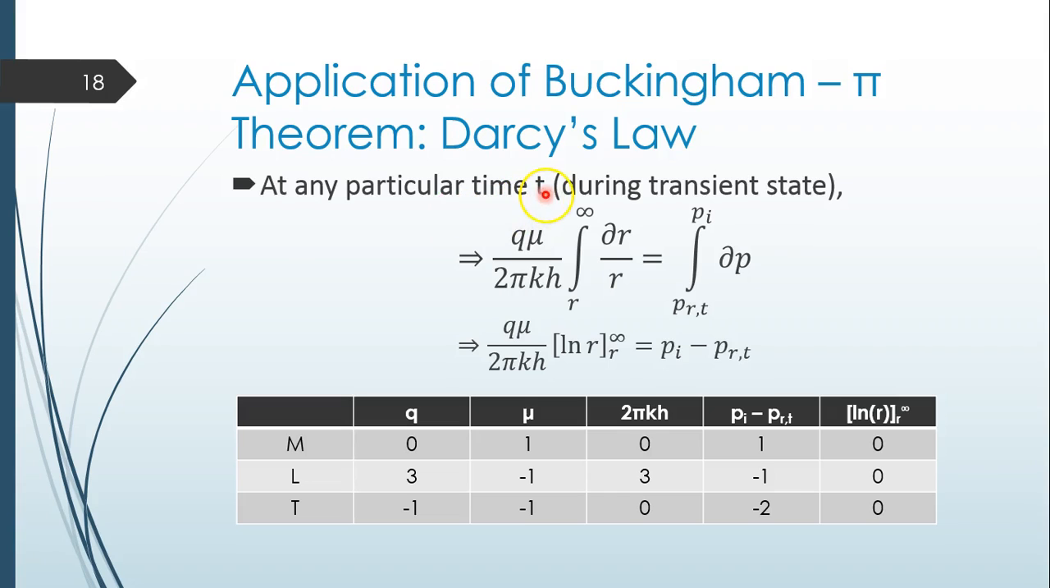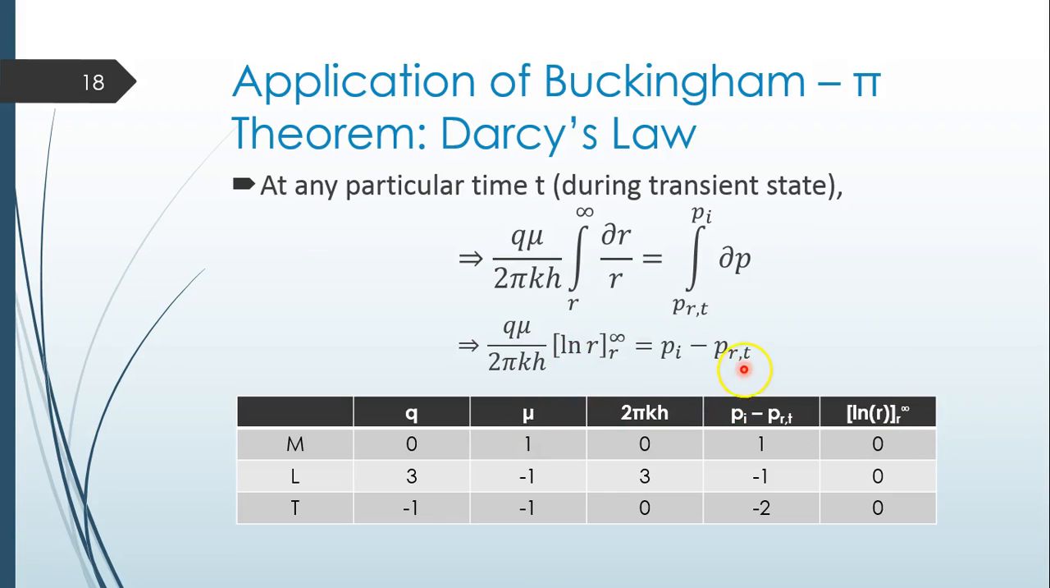At any particular time t during the transient state only, when the reservoir appears to be infinite in extent, the equation can be integrated from r to what seemingly appears to be a boundary at infinity. So we will integrate the equation from r to infinity, and on the right hand side we will take the pressure at the point r at time t to Pi, which is the initial boundary pressure, supposedly present at infinity. So we'll get q mu by 2 pi k h ln r to infinity is equal to Pi minus P of r comma t.